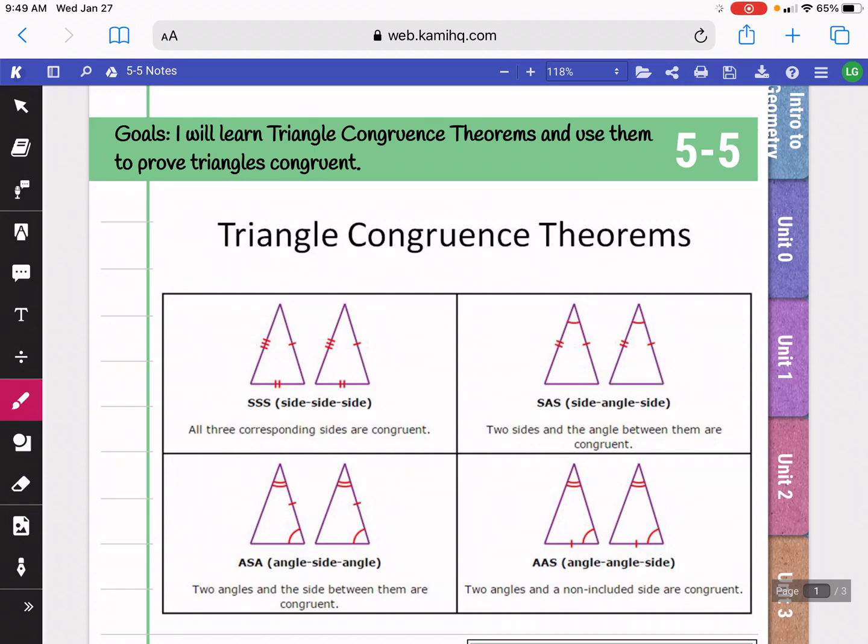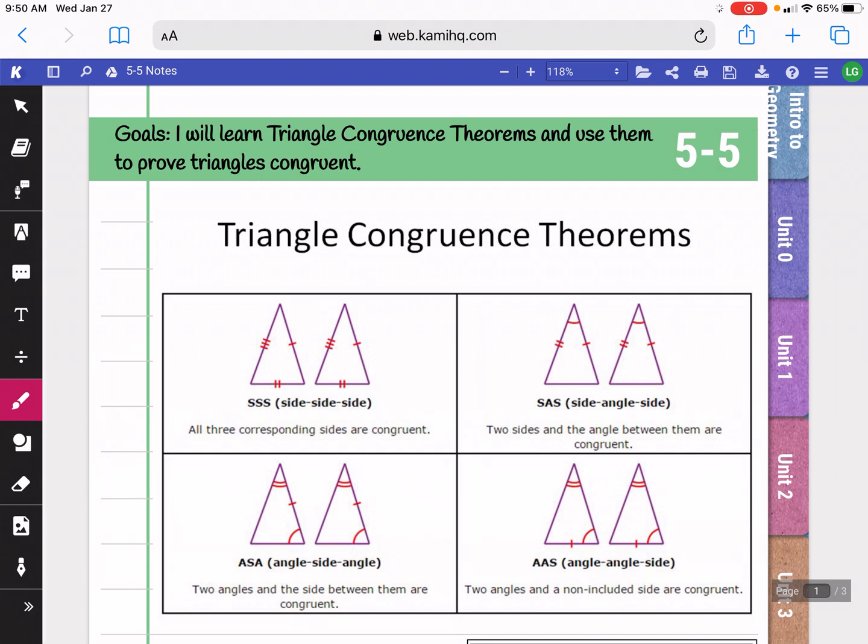In topic 5.5, we'll be learning how to use triangle congruence theorems to prove that two different triangles are congruent. So you can tell two triangles are congruent just by looking at the images of the two triangles, if they have specific things congruent or in common. So for example, you can use SSS, which means side, side, side. If the two triangles have all three sides congruent, then they are the same triangle.